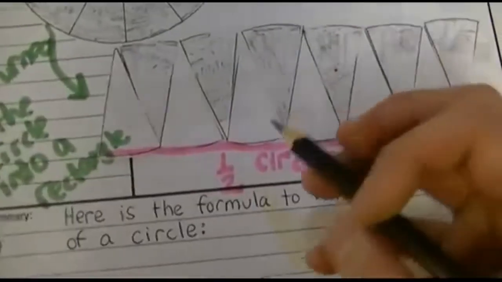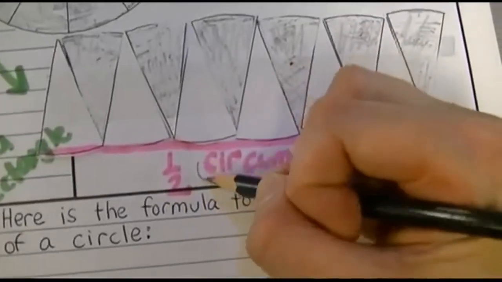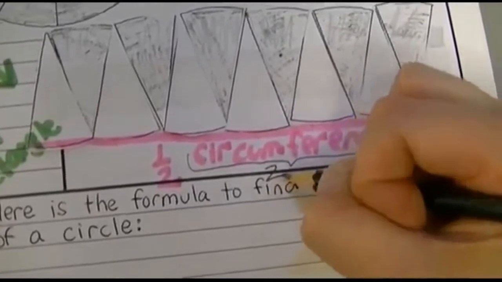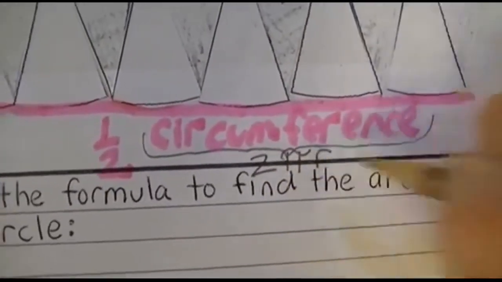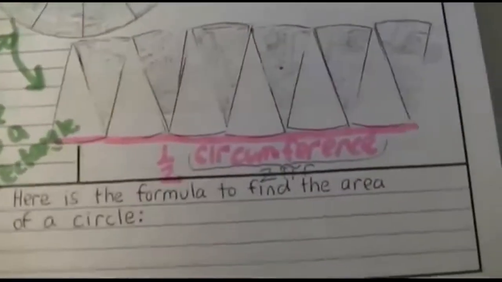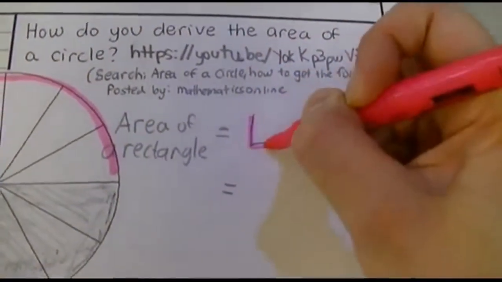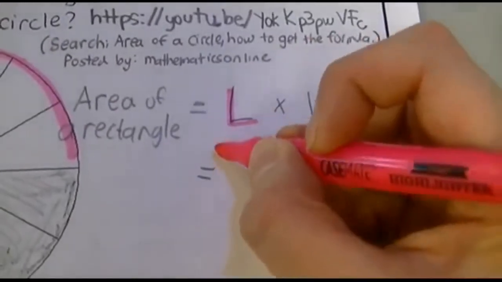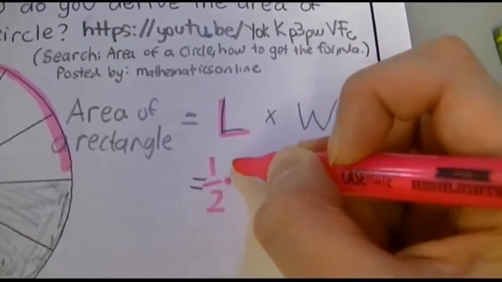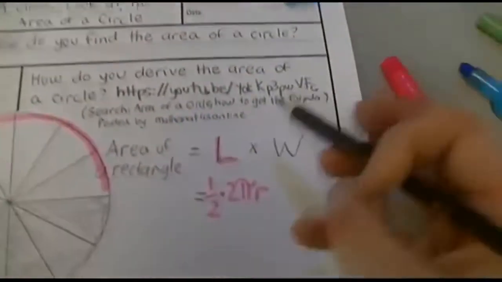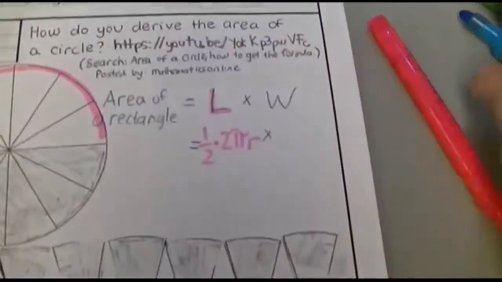Okay? And you should have this memorized, that the circumference can be derived by doing 2 times pi times the radius, okay? And then that would give us that length. So we have 1/2 times 2 times pi times the radius. I'm going to write that here: 1/2 times 2 pi r. That's the length right there, okay? And we got to multiply that by the width to get the area of that rectangle.